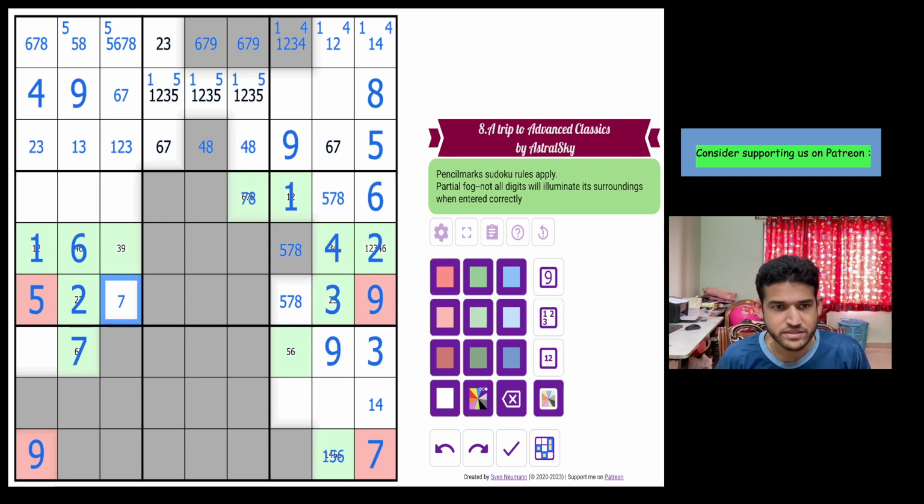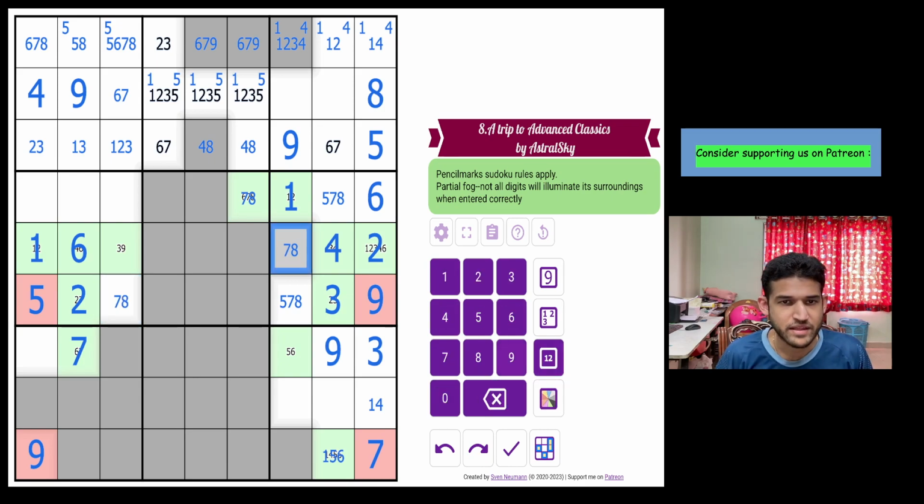Right, 7, 8. So that is not a 5, that's a 7, 8. And that 1 removes the 1 here, 2, 3, 4. Okay, 4 goes in one of these two cells in box 4.